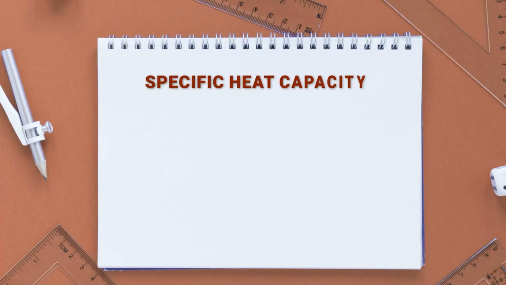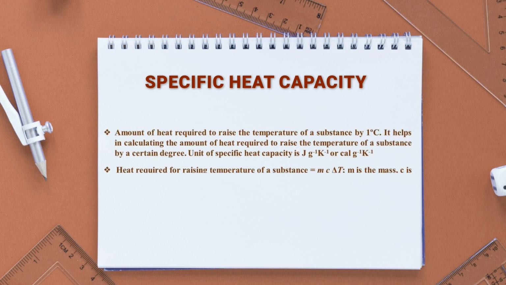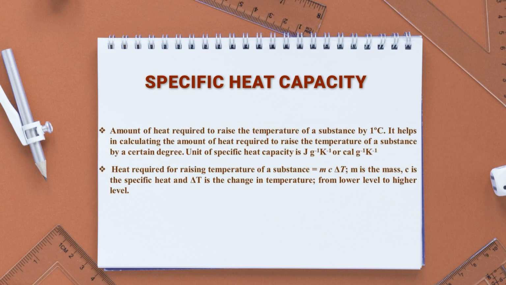Let's go to the next topic, that is specific heat capacity. What is a specific heat capacity? A specific heat capacity is nothing but the amount of heat required to raise 1 degree temperature of a substance. So suppose you take water, how much heat is required for raising its temperature by 1 degree? So you can calculate the heat required to raise temperature of a substance by a certain amount of degrees. If you know by 1 degree, then you can know how much it will require for 40 degree, 50 degree.